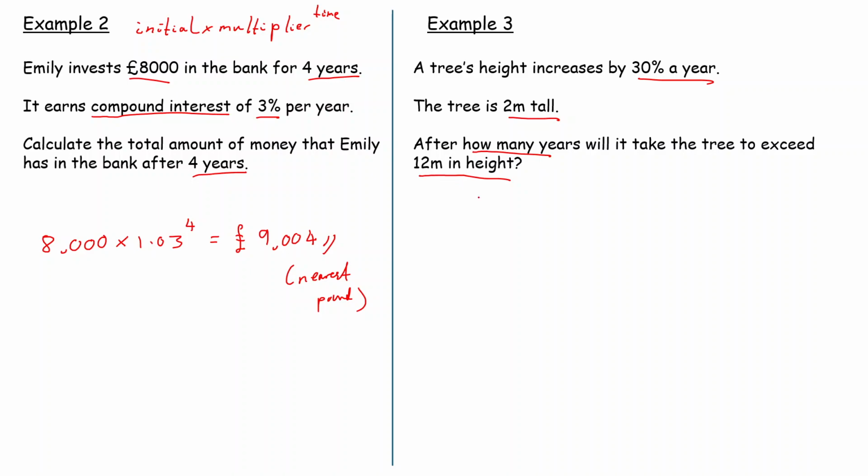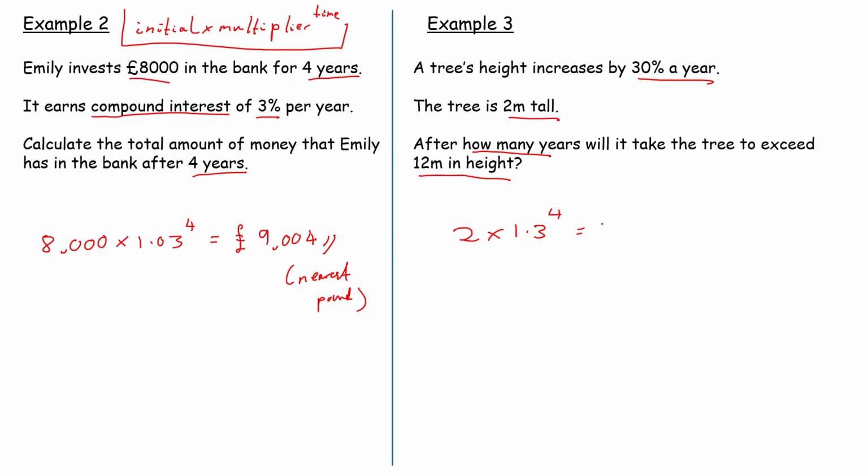Well, I'm going to use a bit of trial and error here. So using my formula, which is up here again, this time my initial, it's not an amount, it's an initial height, is 2. The tree is 2 meters tall. My multiplier is I'm increasing by 30% per year, so I'm timesing through by 1.3. That's my percentage multiplier. And I'm trying to find after how many years I get a height bigger than 12. Well, let's just choose a year. Let's go for, I've got no idea, let's go for 4. And if that's too small, let's go and make it bigger. So let's go and do 2 times 1.3 to the power of 4.